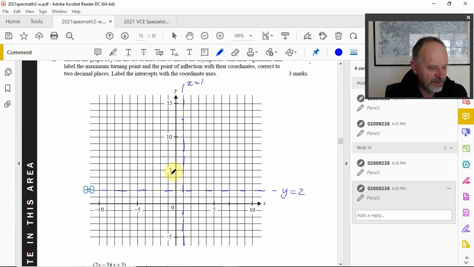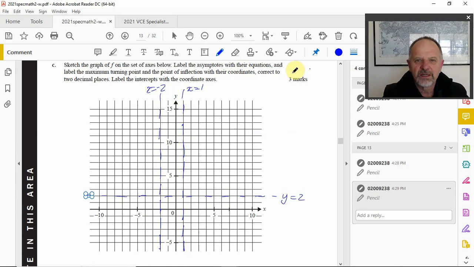Now you should have a ruler in your possession. Take a ruler in with you. The other asymptote was x equals -2. And there it is. All right, so what else do we want? Label asymptotes with their equations, label the maximum turning point and the point of inflection with their coordinates, correct to 2 decimal places, label the intercepts with their coordinates.